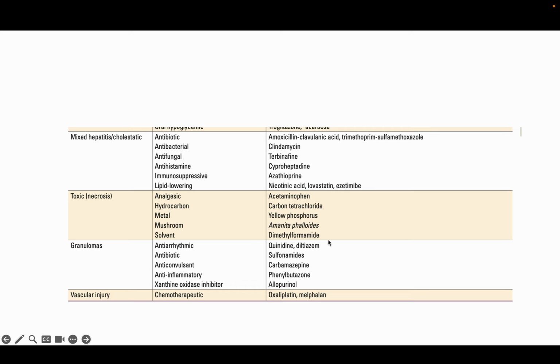Granulomas can be formed with sulfonamide, carbamazepine, phenylbutazone, and allopurinol. This is an important NEET exam question. Granulomas: quinidine, sulfonamides, carbamazepine, phenylbutazone, allopurinol. Vascular injury can be seen with veno-occlusive disease, oxaliplatin, and melphalan. So these are the possibilities.